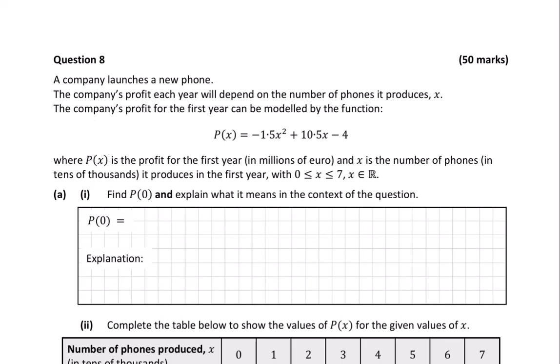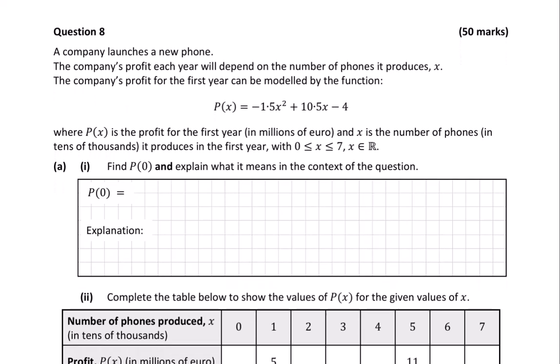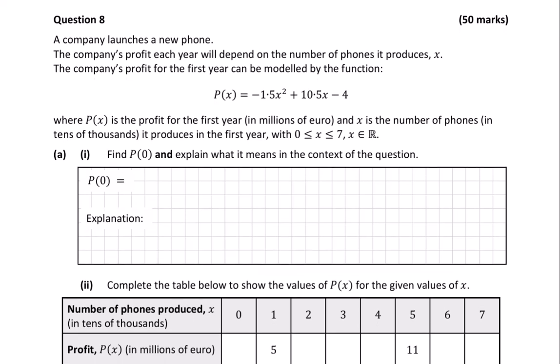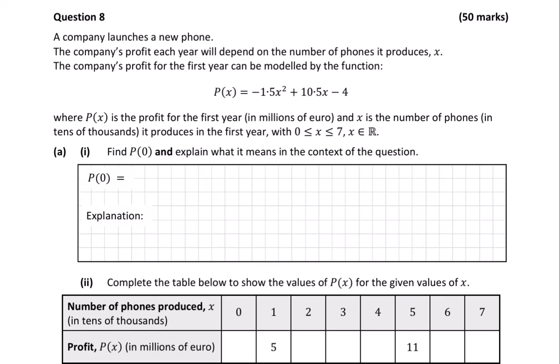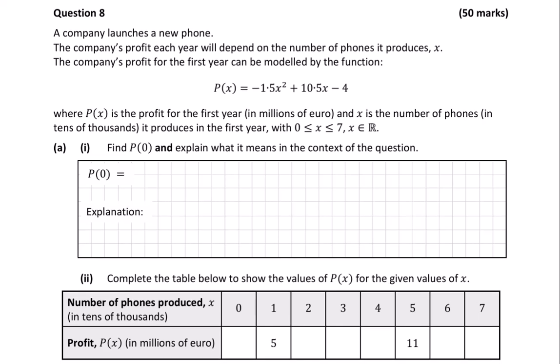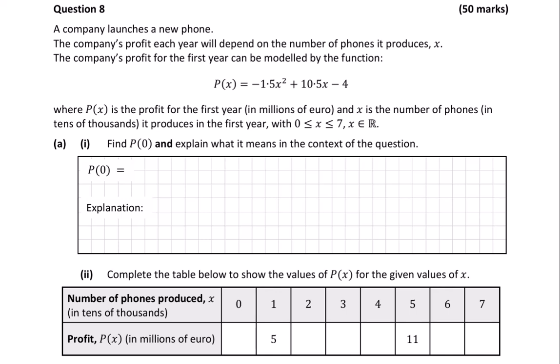Question 8. A company launches a new phone. The company's profit each year will depend on the number of phones it produces, x. The company's profit for the first year can be modeled by the function p of x equal to minus 1.5x squared plus 10.5x minus 4, where p of x is the profit for the first year in millions of euros, and x is the number of phones in tens of thousands it produces in the first year. x is between 0 and 7. x is real. Find p of 0 and explain what it means in the context of the question.